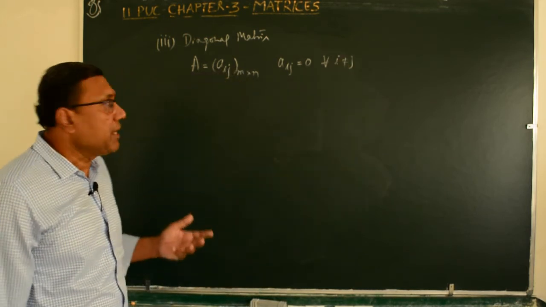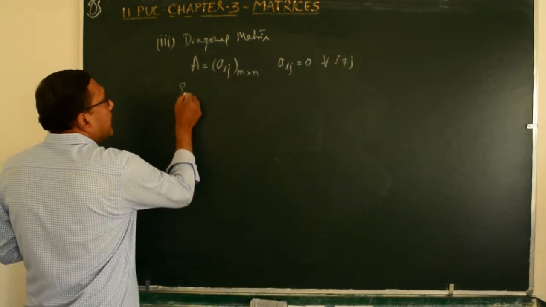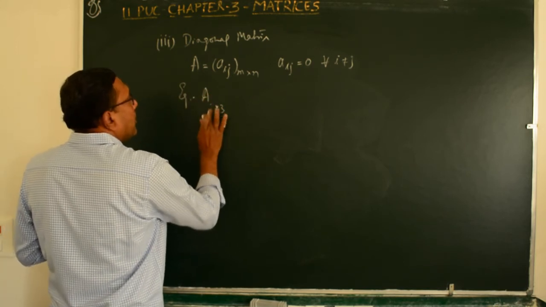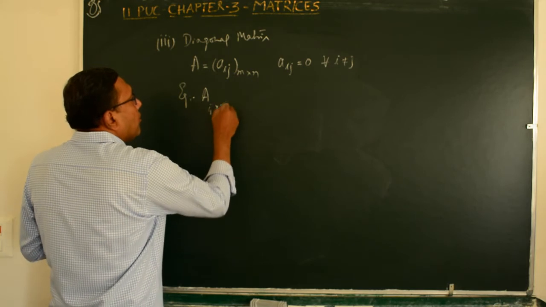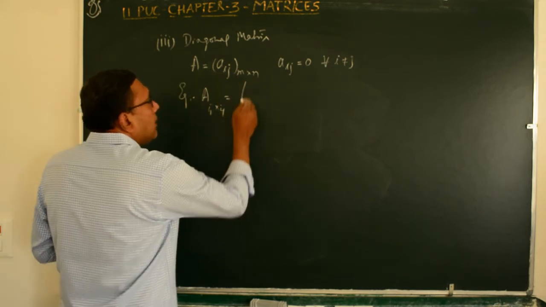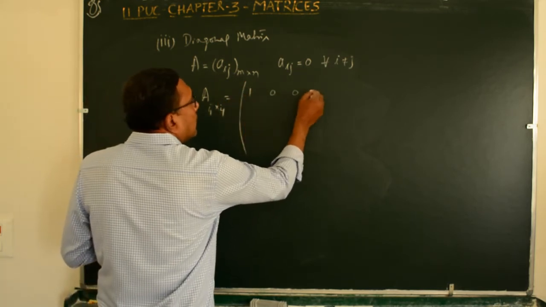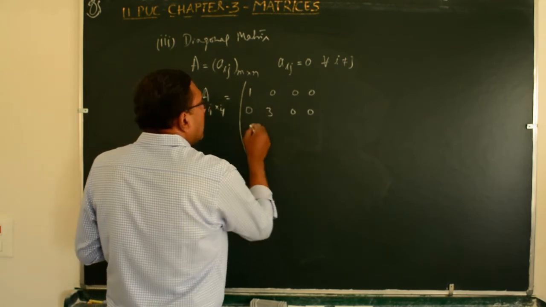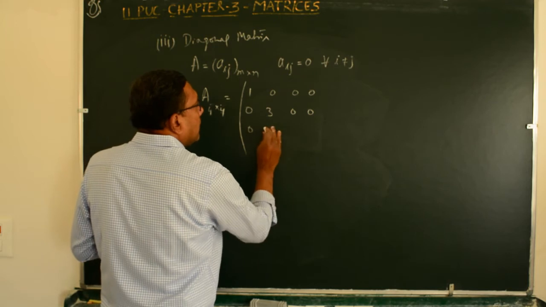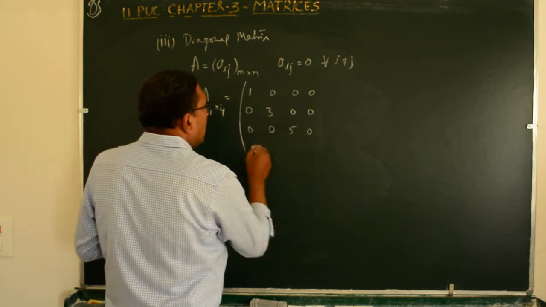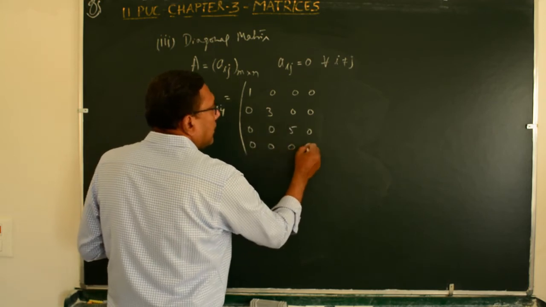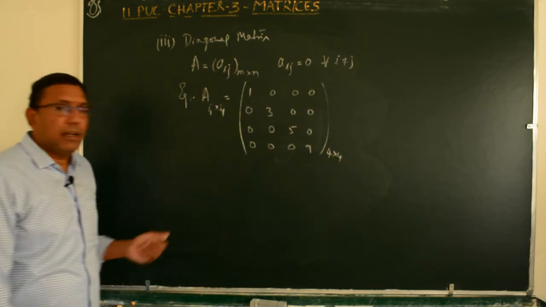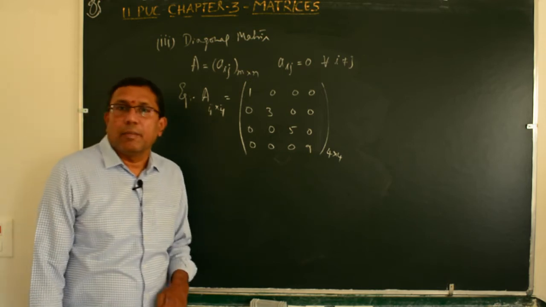What does it mean? Like if you take an example of a 3 by 3 matrix, or maybe we will take 4 by 4, then 1, 0, 0, 0, 0, 3, 0, 0, 0, 0, 5, 0, 0, 0, 0, 9. This is a matrix of 4 by 4. Such a matrix is called a diagonal matrix.